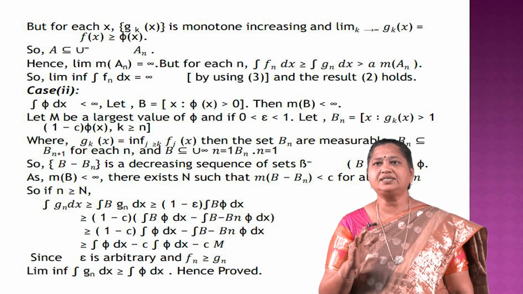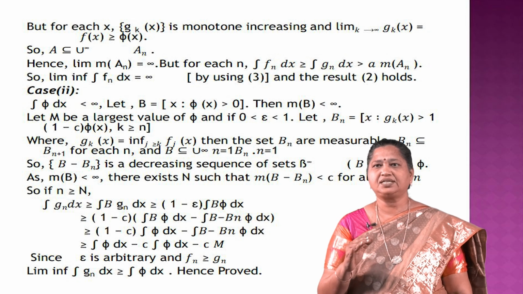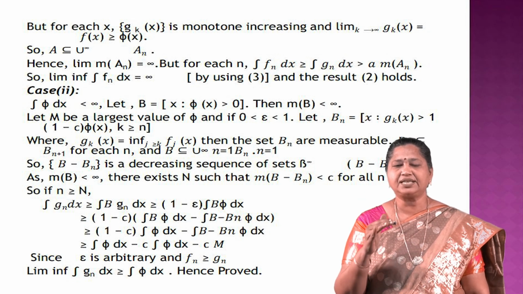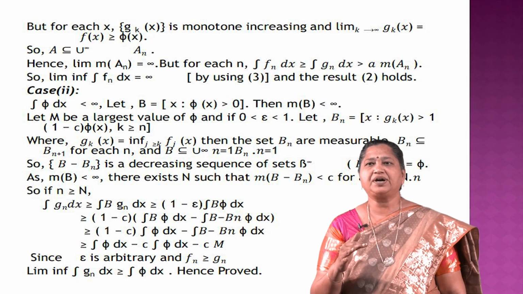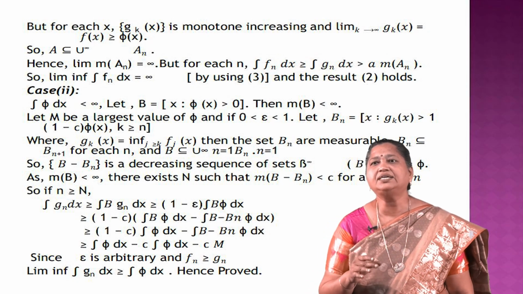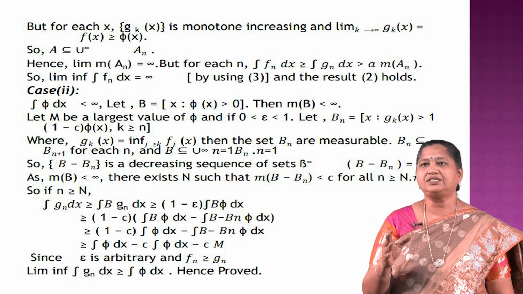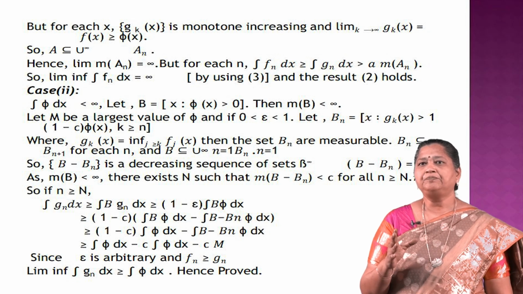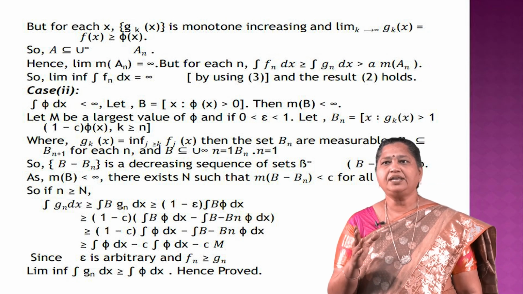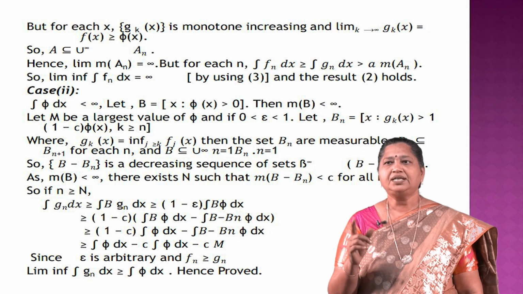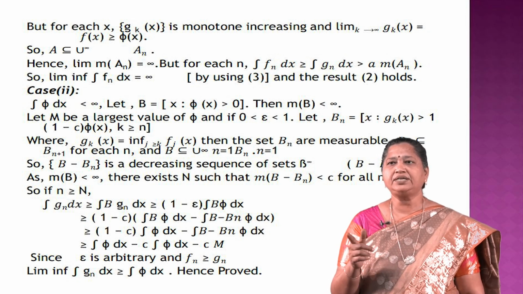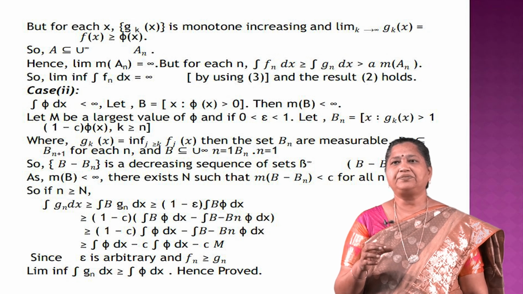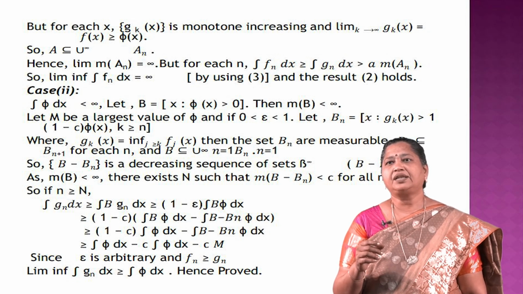The next, second case, is that the integral of phi dx is less than infinity. Remember that in the first case it is equal to infinity, and in the second case it is less than infinity. So for this we again define the measurable set B, which is equal to {x : phi(x) > 0}, and m(B) is less than infinity. Define M to be the largest value of phi, and if 0 < epsilon < 1, let us take B_n to be the measurable set {x : g_k(x) > (1 minus epsilon) phi(x), k greater than or equal to n}.